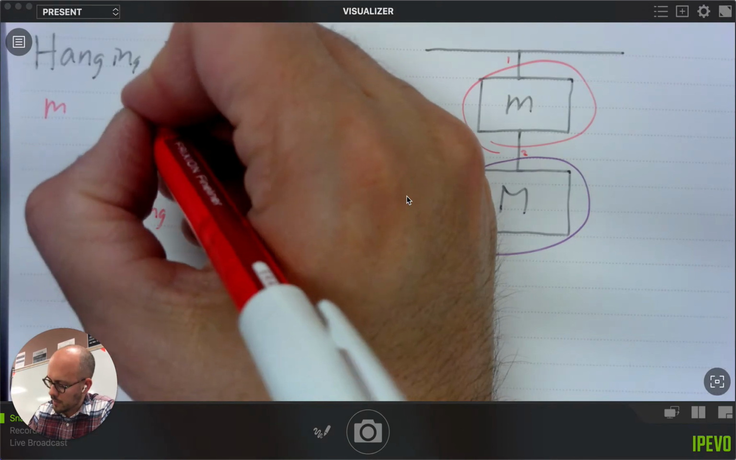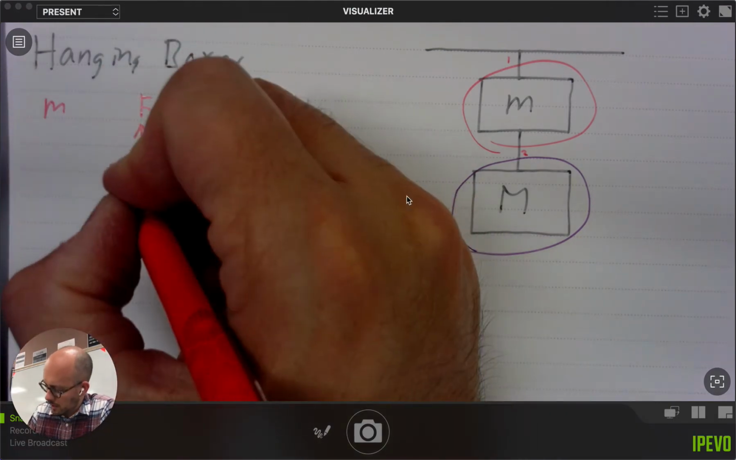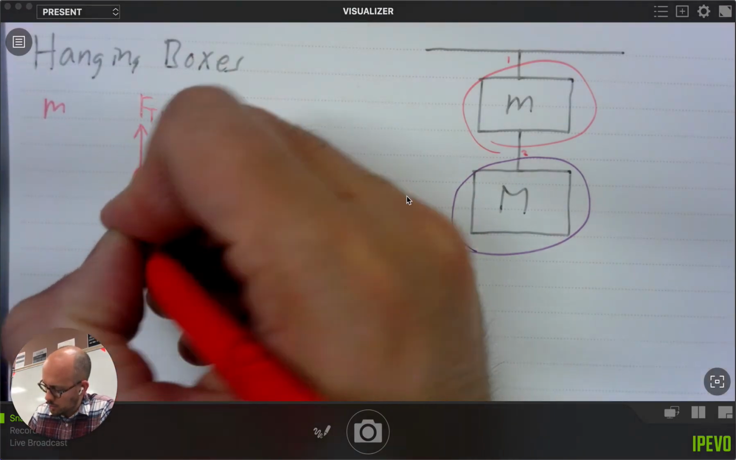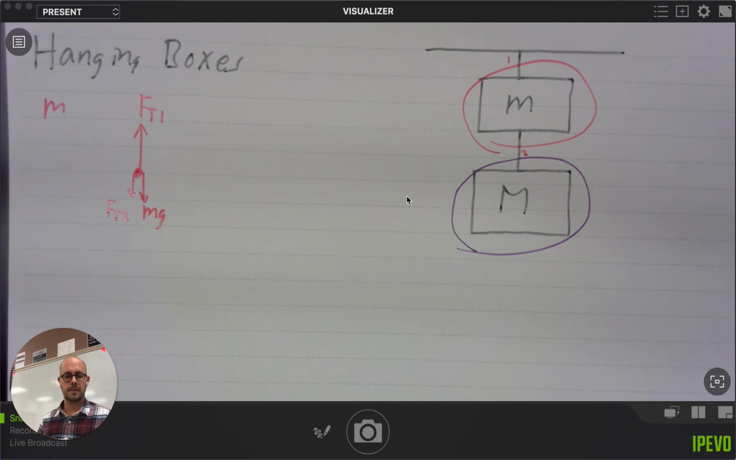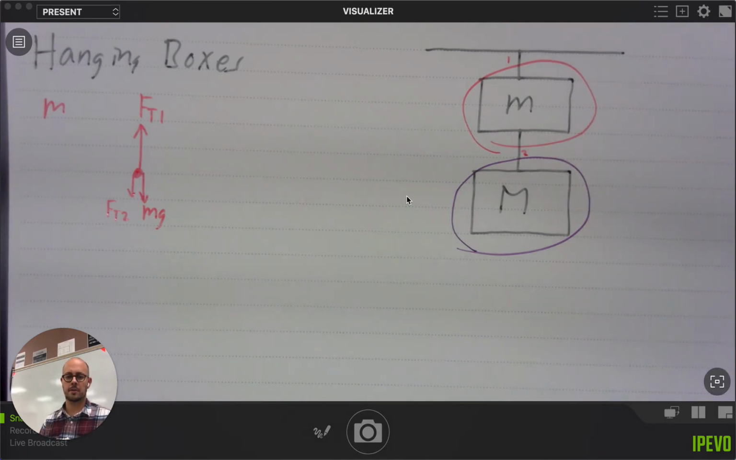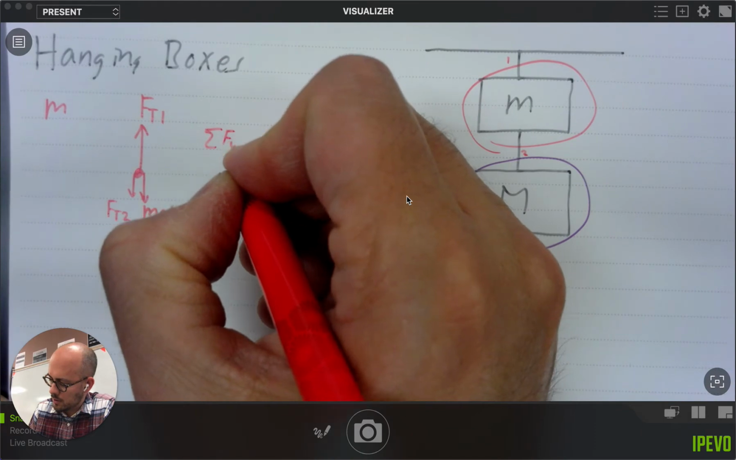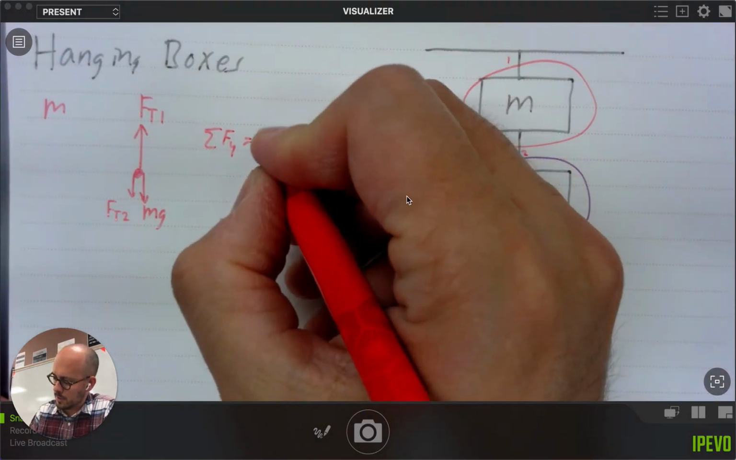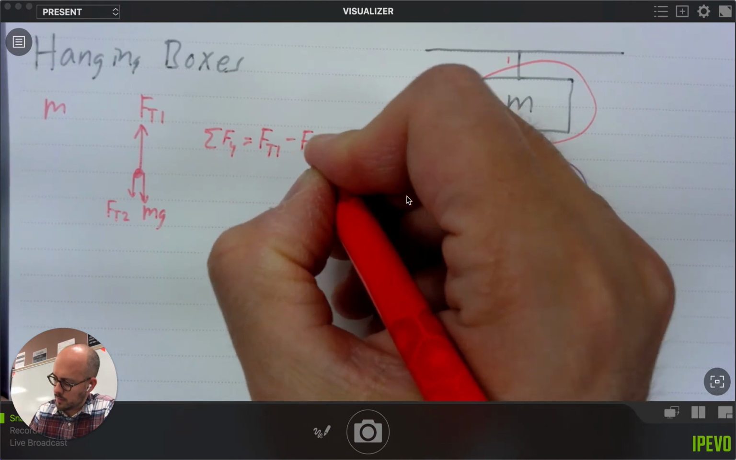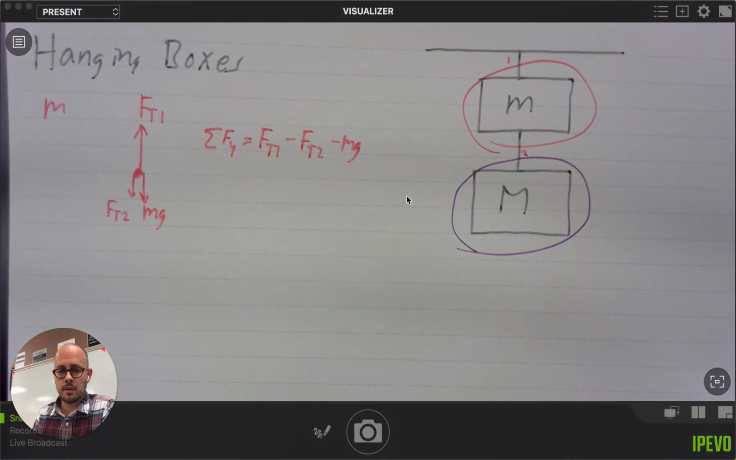Then I can have Ft1 as a tension force above little m, and then down here Ft2 for the downward force. So there's two downward forces because we have the force of gravity, and then there's a rope that is hanging from mass m, and so there have to be two tensions there. So if I think about the net force on mass m, it's going to be Ft1 minus Ft2 minus mg. And because these boxes are not supposed to be moving, that's equal to 0.